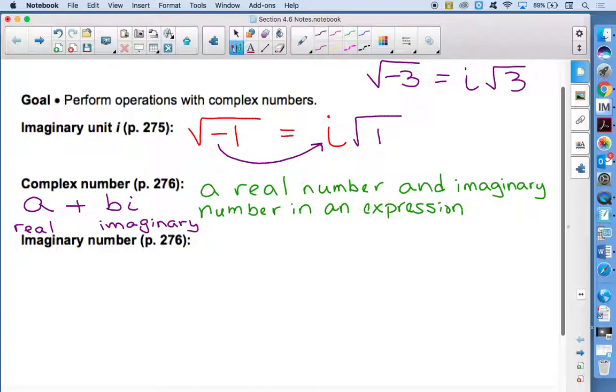Just like all of the answers to our problems with square roots, the whole number gets written first, the square root number gets written second. So numbers do have orders that you put them in when you're writing solutions. So a plus bi would be a complex number because it's a real number and an imaginary number in the same expression. An imaginary number is anything with an i in it, so any number with an i, or any square root of a negative number.